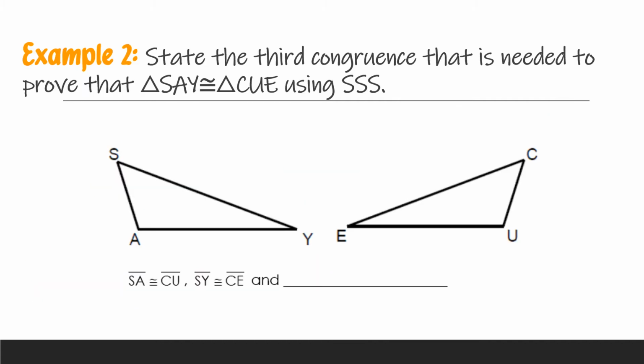For example 2, we are stating the third piece of information we need in order to prove that these two triangles are congruent by side, side, side. So what we do know, or what we are given, is SA is congruent to CU. So I'm going to go ahead and mark those. We're also told that SY is congruent to segment CE. So if we're going to use side, side, side, that means we need to know these third sides are congruent. And so that would be segment AW has got to be congruent to segment UE.